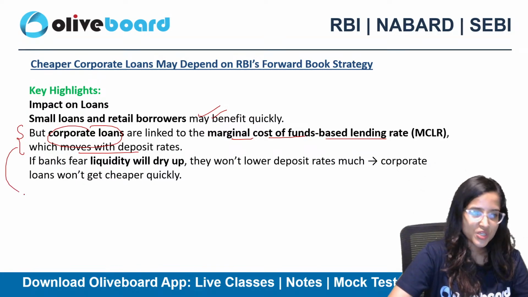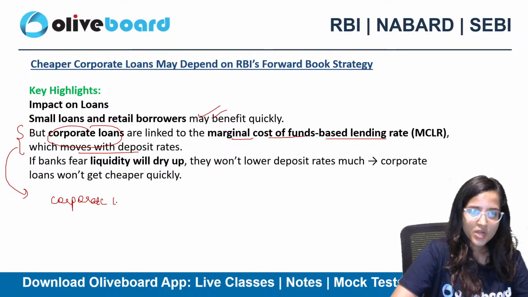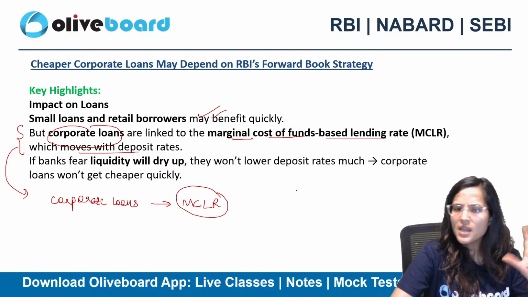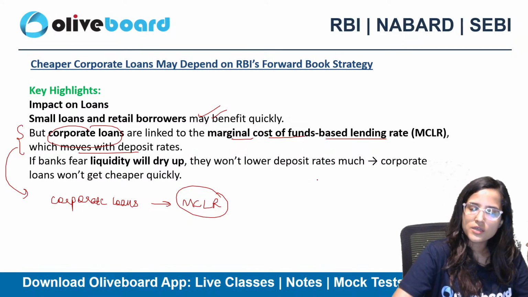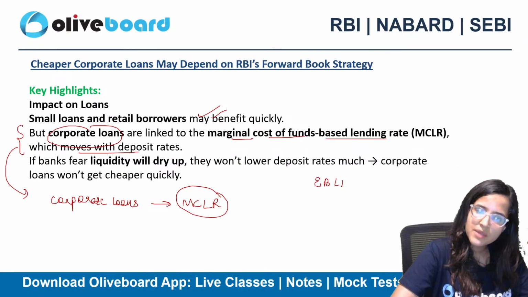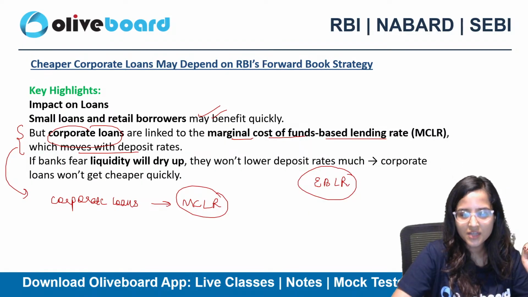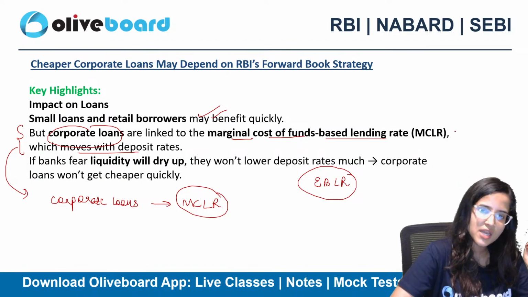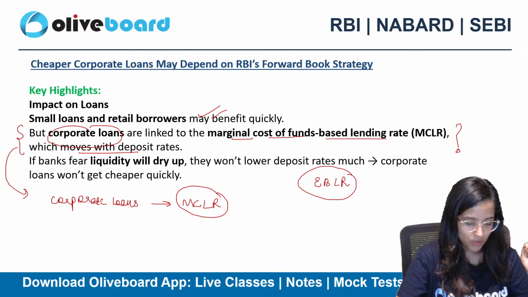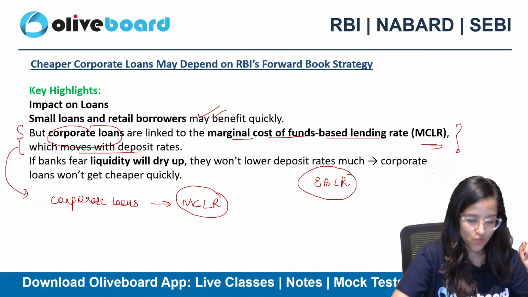अच्छा, यहाँ पे I have a question. यहाँ पे लिखा है that corporate loans are linked to marginal cost of fund based lending rate, MCLR. लेकिन हमने तो पढ़ा था कि we have shifted to EBLR, external benchmark linked rate. Then what is this statement over here? Does anyone know about this statement? What are we trying to say over here?